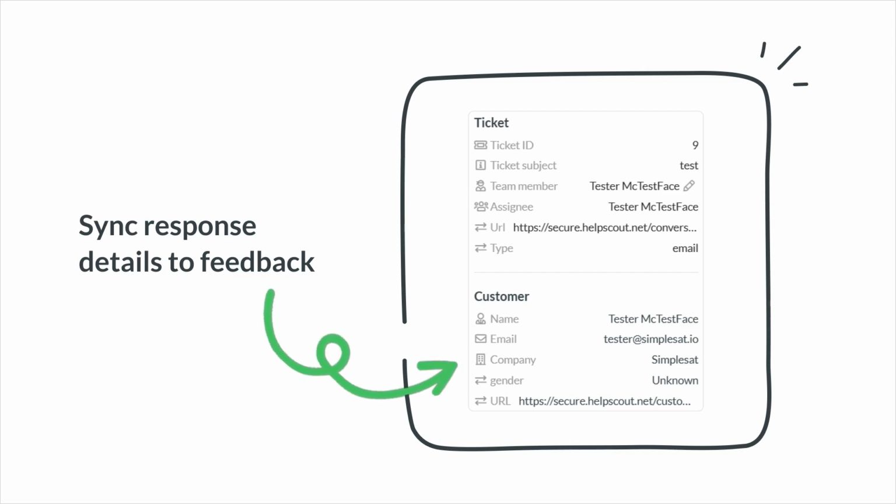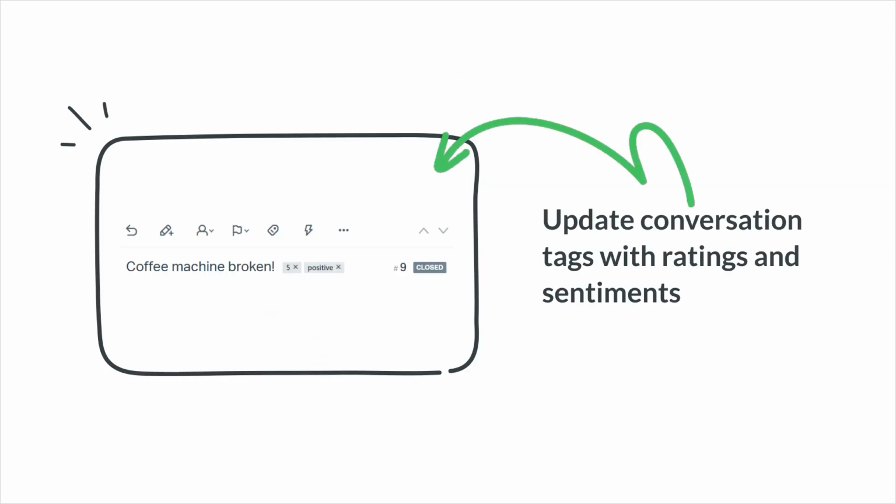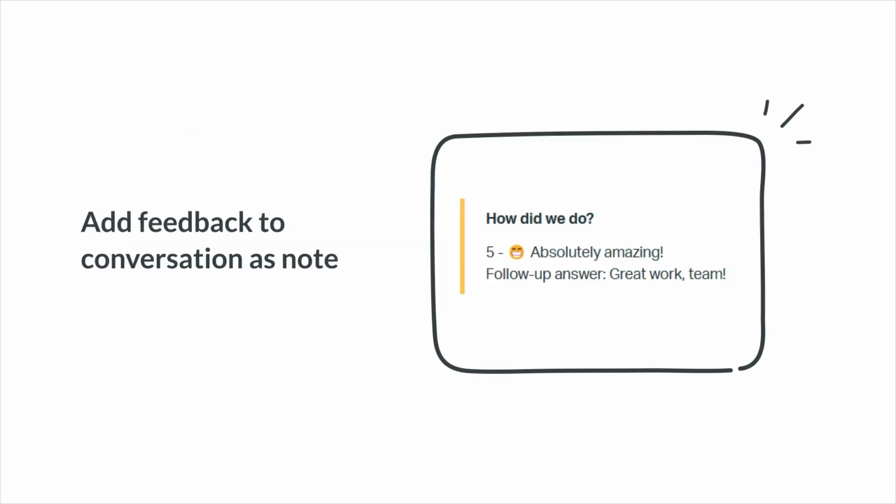Each time a rating is received, Simplesat will associate the resulting information with the response. Simplesat can also update a conversation's tags with rating and sentiment after receiving new feedback. This makes it easy to streamline the processes and provide context for current customer interactions. Simplesat offers the option to display feedback in the related conversation as an internal note. This enhances your team's ability to access and respond to customer feedback efficiently.